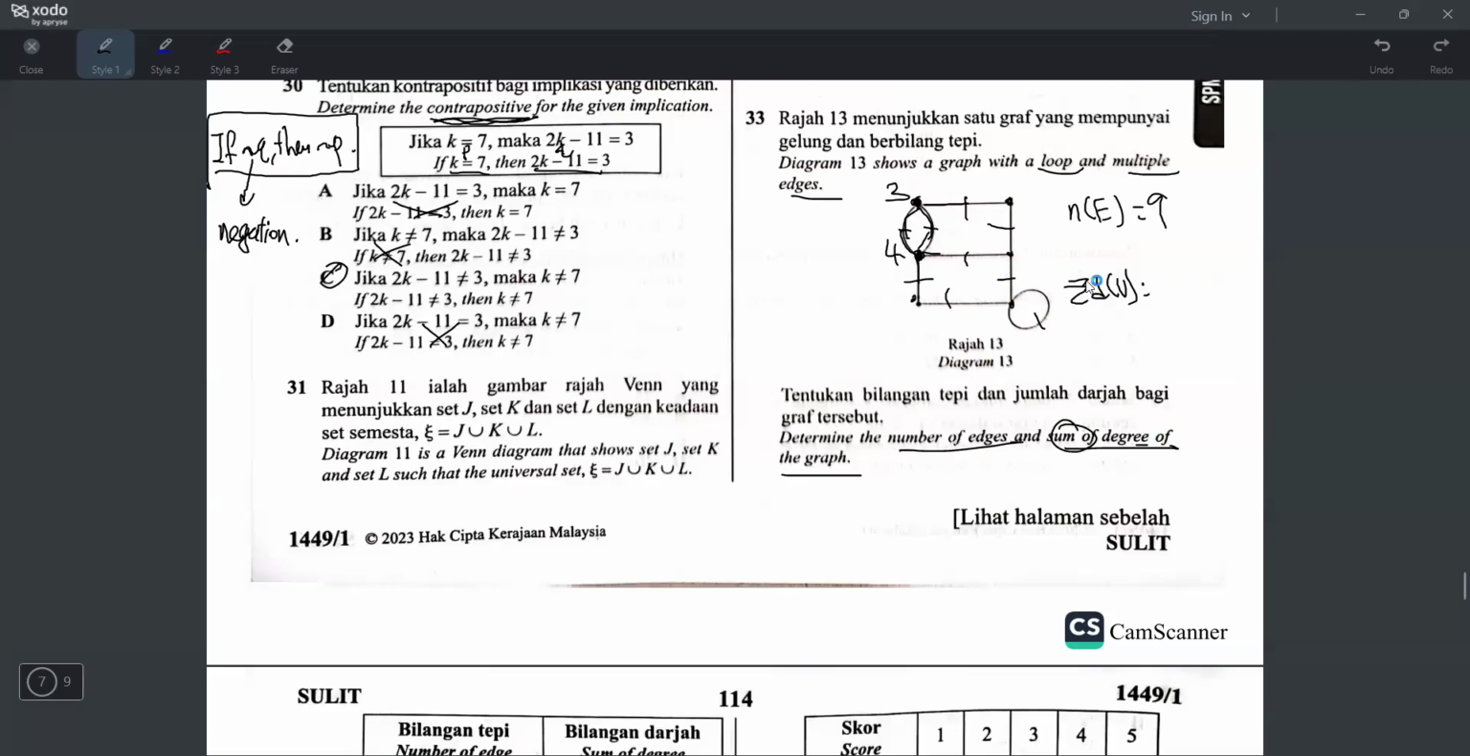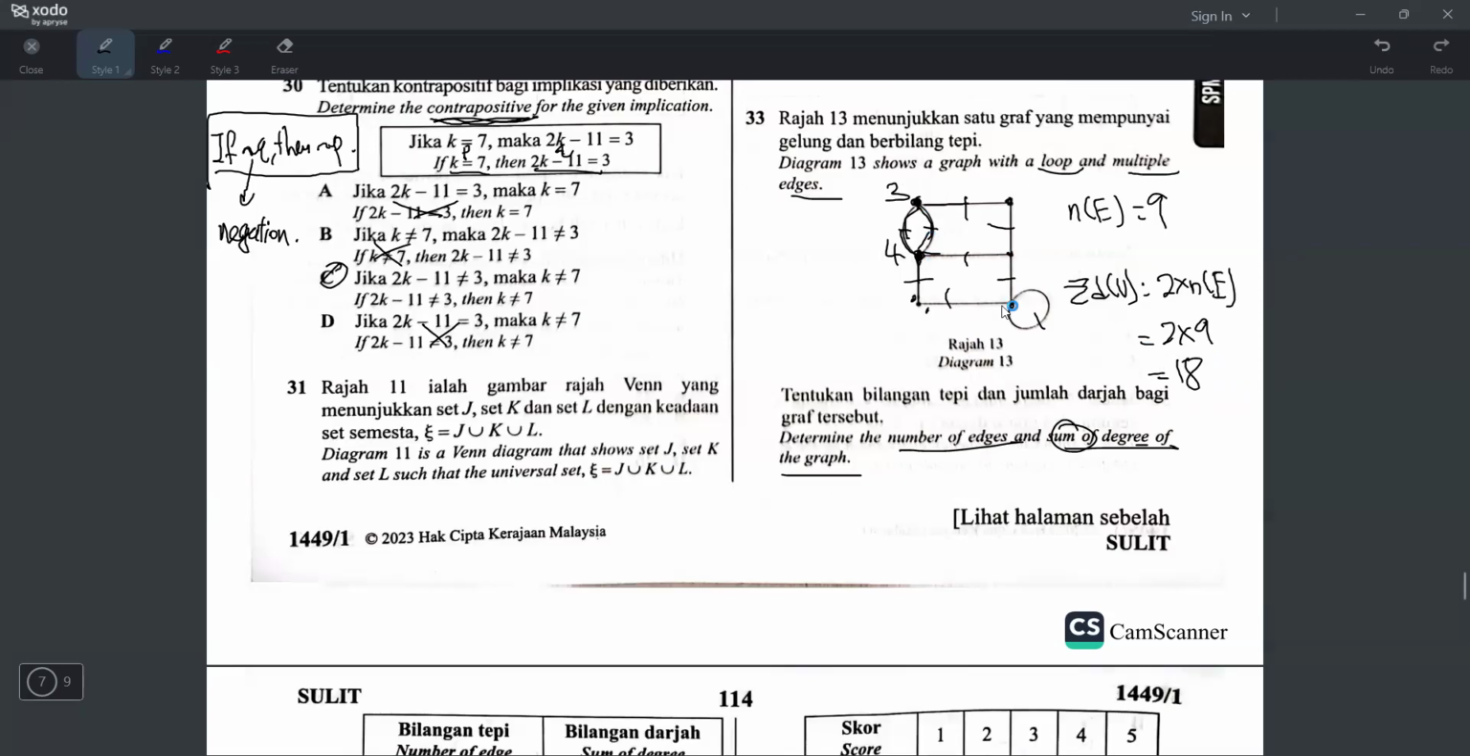But if you do like that, it's a bit slow. Ada cara cepat. You can use a formula. The formula is 2 times NE. We learn this formula in Form 4 Chapter 5. So if you want to find the sum of degree fast, you just straight away do 2 times the number of edges, and you get 18. If you do one by one, can also. You add everything and you also get 18. So that's the answer.